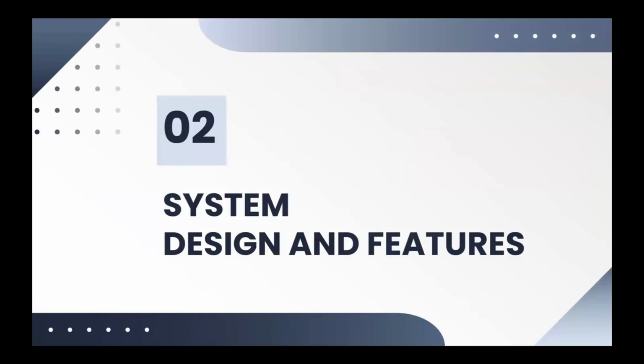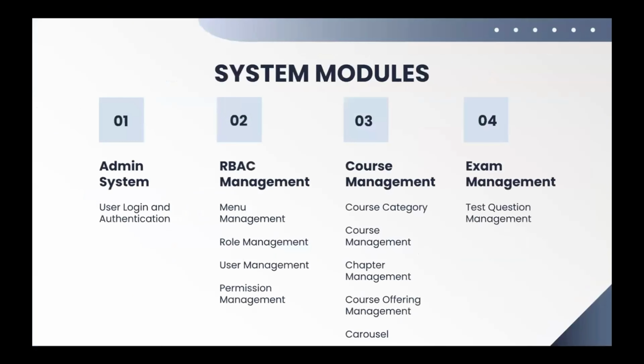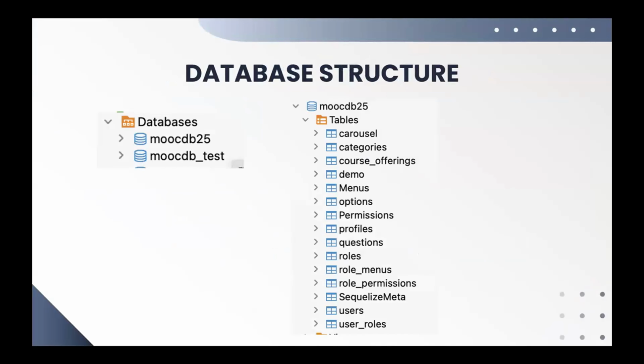Now I'll go through the system design and modules. Our system consists of 4 major parts: admin system, role-based access management, menu management, course management, and exam management. We have separate databases for development and testing purposes, which help us isolate environments and avoid accidental data conflicts.